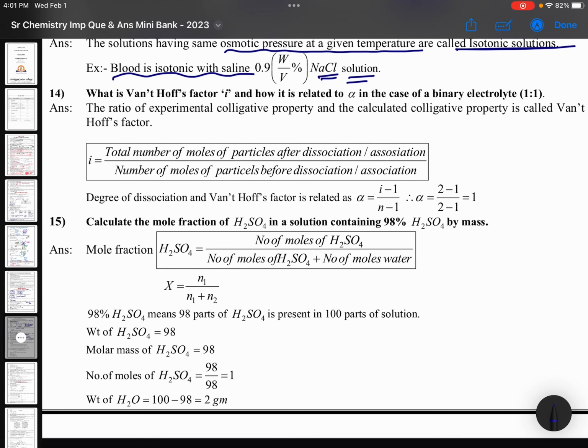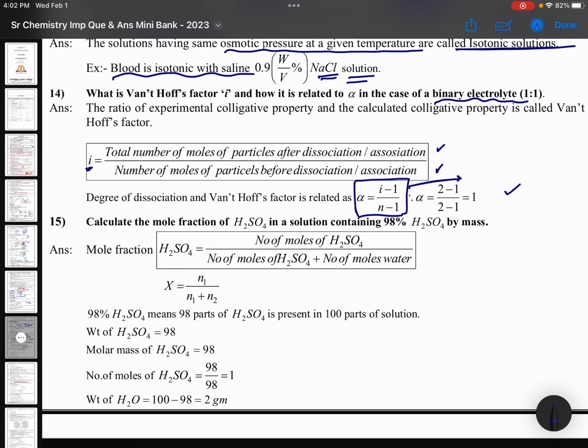What is Van't Hoff factor i and how is it related to alpha in the case of binary electrolyte? Binary electrolyte means 1:1, that means NaCl type. The ratio of experimental colligative property and the calculated colligative property is called Van't Hoff factor. i is equal to total number of moles of particles after dissociation by total number of moles of particles before dissociation. Degree of dissociation and Van't Hoff factor are related by alpha is equal to i minus 1 by n minus 1. This is in case of dissociation.